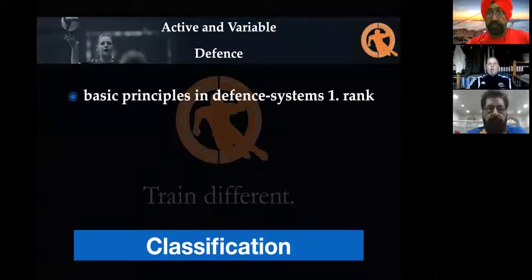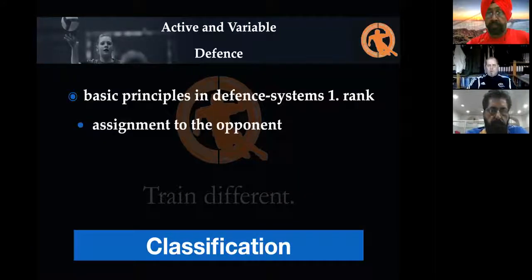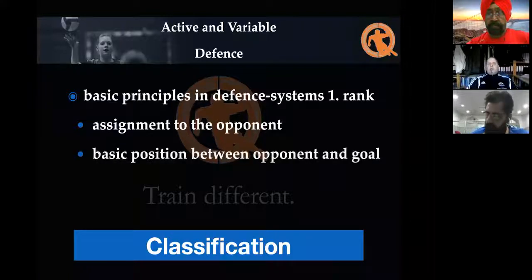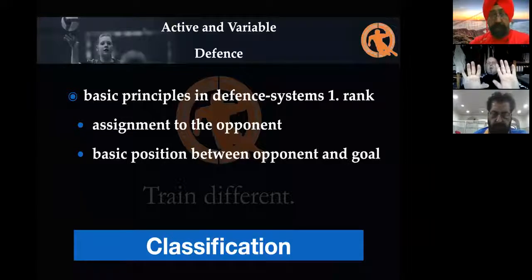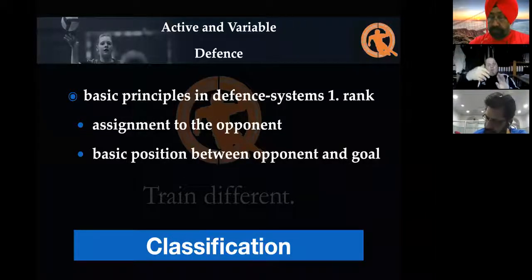Basic principles in defense. First of all, find your opponent: your personal opponent in the man-to-man, the opponent on your position in zone defense. Take the basic position between your opponent and the goal. Very important according to the rules, because you can have contact in that frontal position. If you come from the side or from behind, you're in danger of receiving progressive punishment because the defense position is not correct.